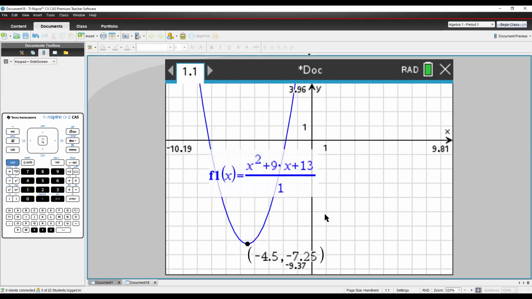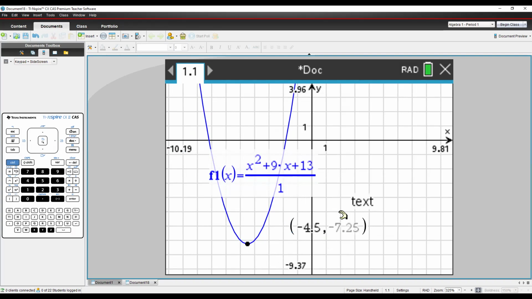So those are my answers. I can convert both of these to fractions without having to do anything. So this is going to be a negative 9 over 2. So it's going to be x equals negative 9 over 2. And this is going to be 7 1/4. So that's going to be 29 over 4.